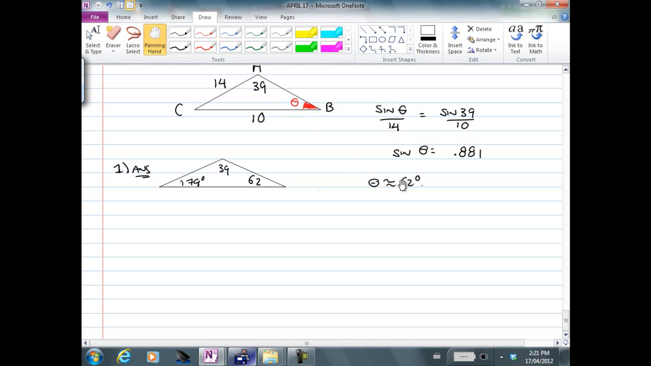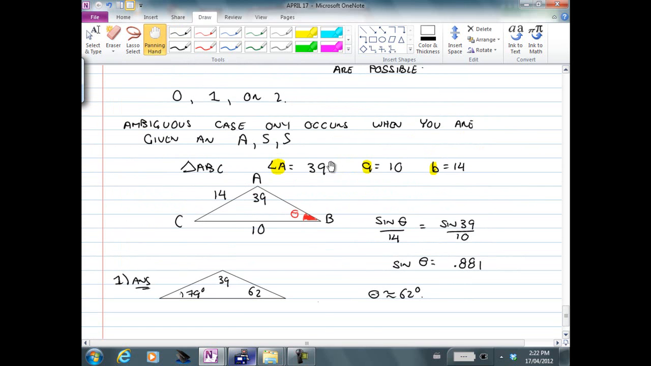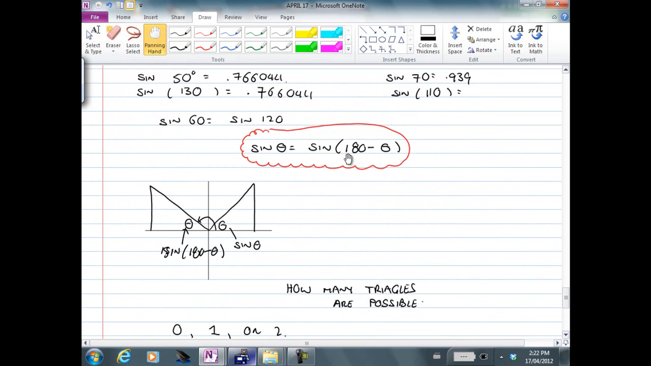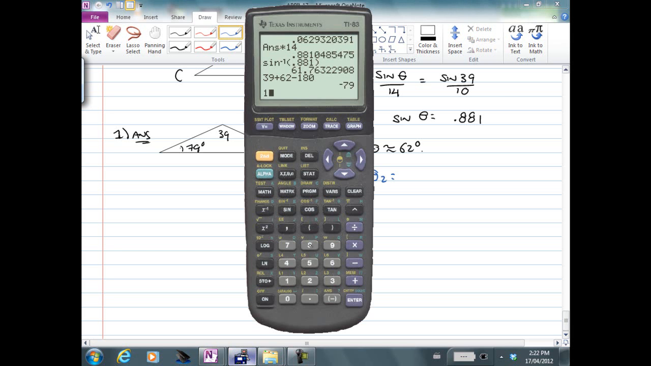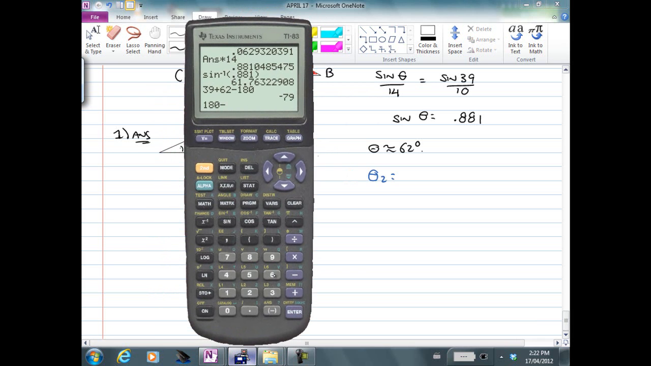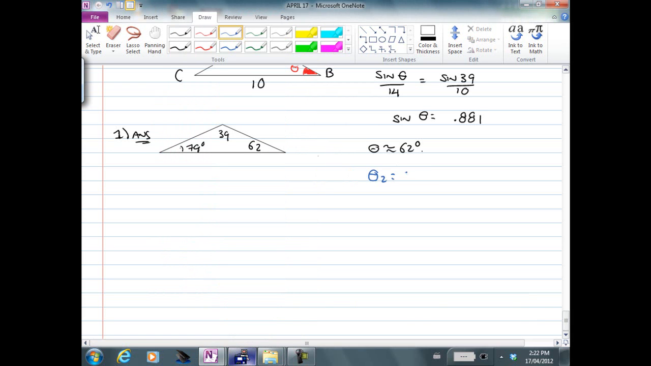I also taught you when you have sine, there's another way to get theta. We go back to my formula right here. To understand, we can also go 180 minus theta, and to get you the exact same thing. So we're going to see if there's such thing as theta 2. We're going to write down theta 2 right now. So you go 180 minus 62. I just want to see if there's such thing as theta 2. Because remember, they're all the same thing. So this is 118.